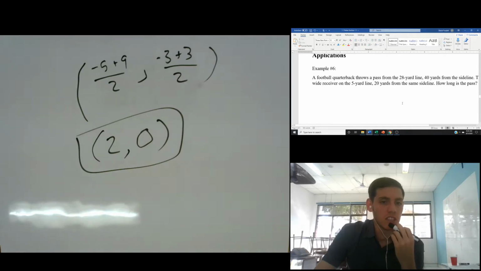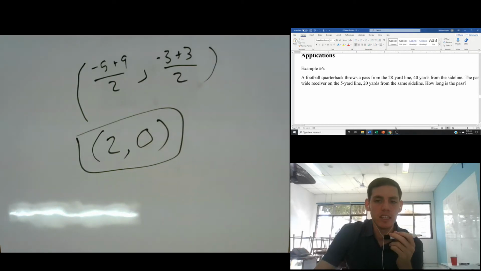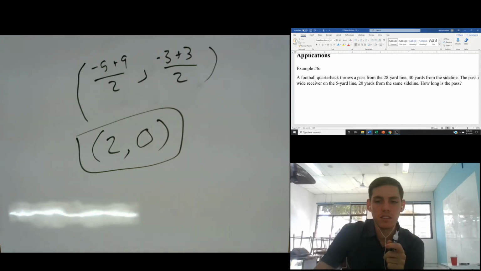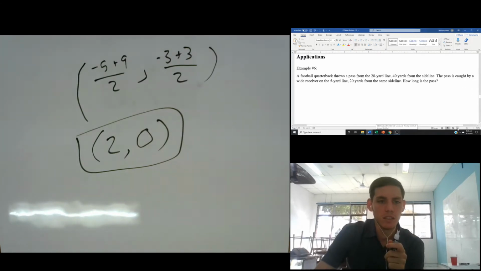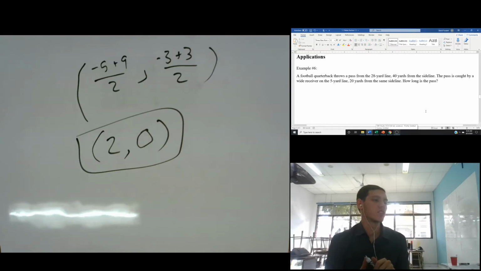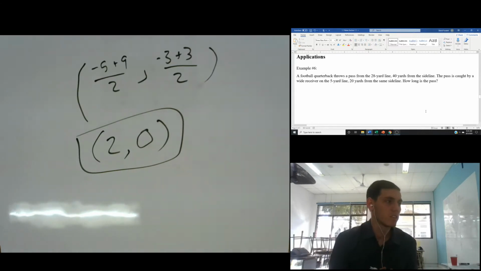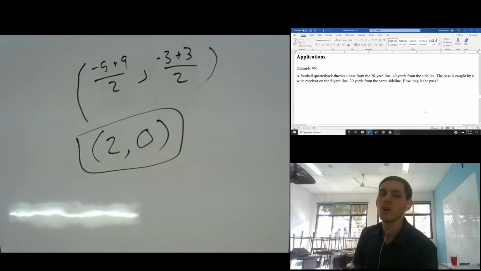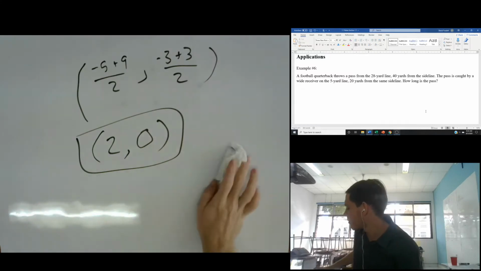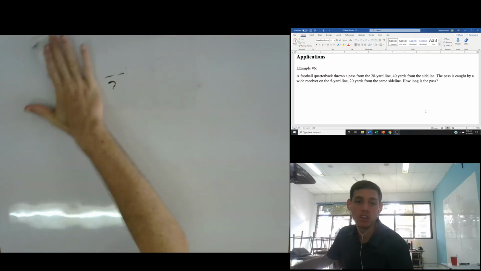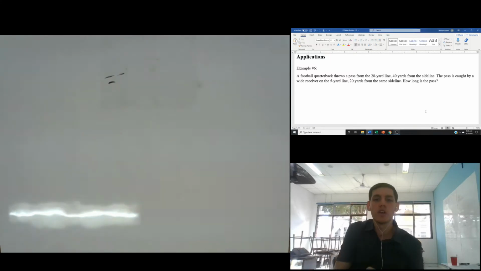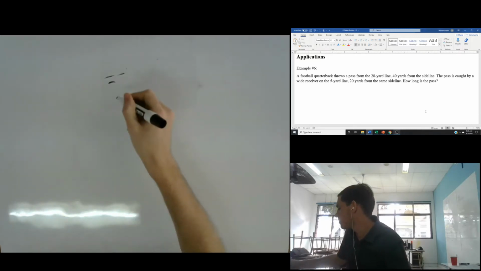Sounds good. Application. So we're getting into application. Now, this one, you have to read it carefully. So we have to actually zoom out of it. We have to read it carefully and make sure that we get the concept. So, reading carefully, a football quarterback throws a pass from the 28-yard line, 40 yards from the sideline.